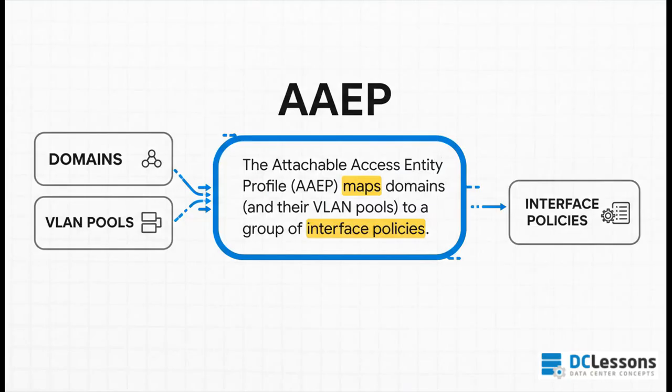You know, the AAEP's job sounds simple, but it is absolutely vital. It maps our domains to our interface policies. It's a purely logical object. You don't configure things like speed or protocols on it, you just give it a name and tell it what to connect. It's the central meeting point where you basically say, hey, the VLANs from this pool, which are being used by this domain, can now be used on any physical port that's also connected to me.